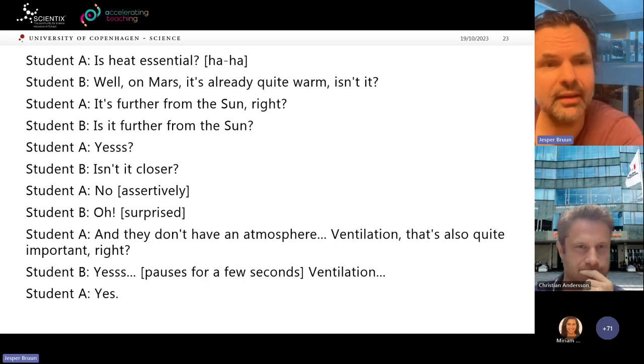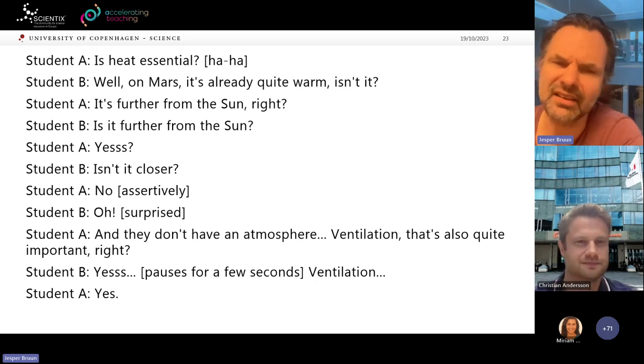We have student A saying, so is heat essential? Well, on Mars, it's quite warm, isn't it? Actually, it's further from the sun, isn't it? It's further from the sun? Yeah. Isn't it closer? Nope. Oh, and they don't have an atmosphere. Ventilation, that's also quite important, right? Yes, ventilation, yes.